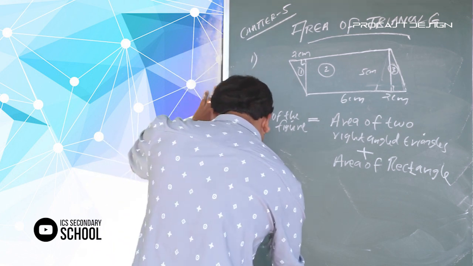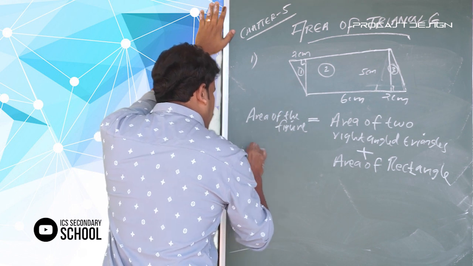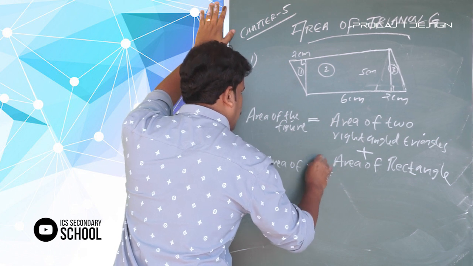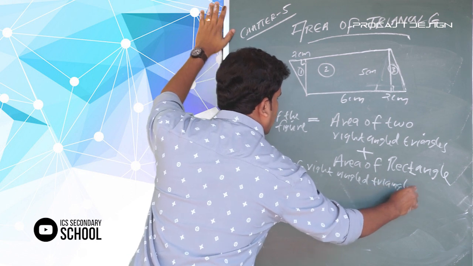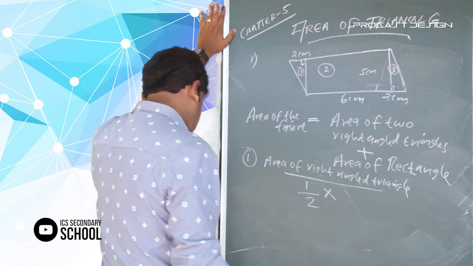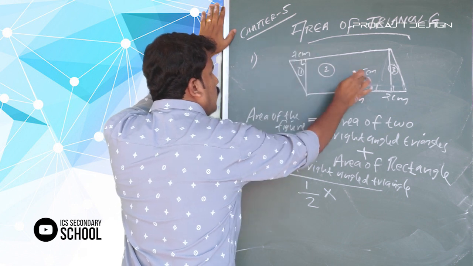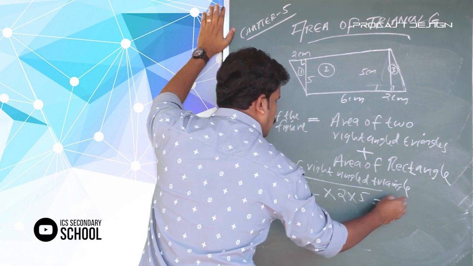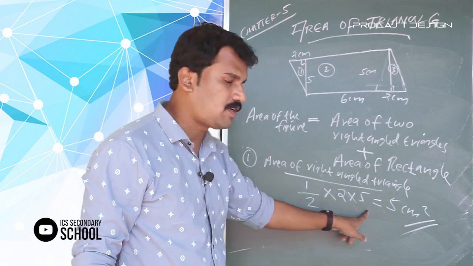Okay, that is the first figure, the area of the right angle triangle. The area of a right angle triangle is half into the product of the perpendicular sides. Here one side is 2, here the other is 5, so half into 2 into 5, that is equal to 10 by 2, that is equal to 5 centimeter square.